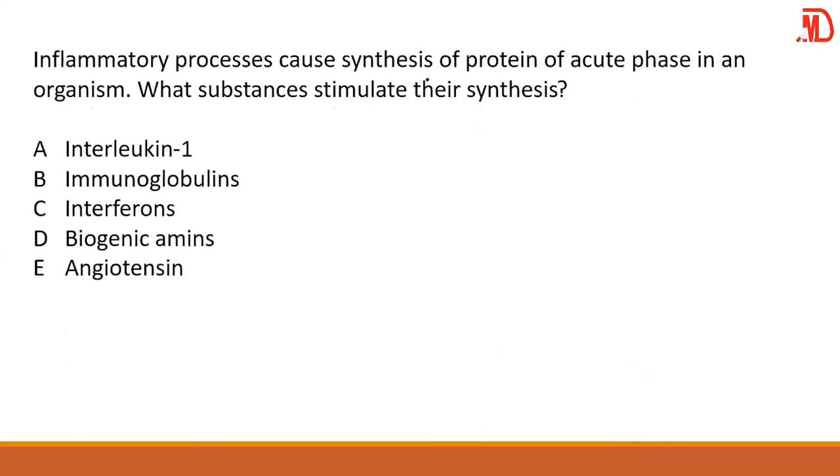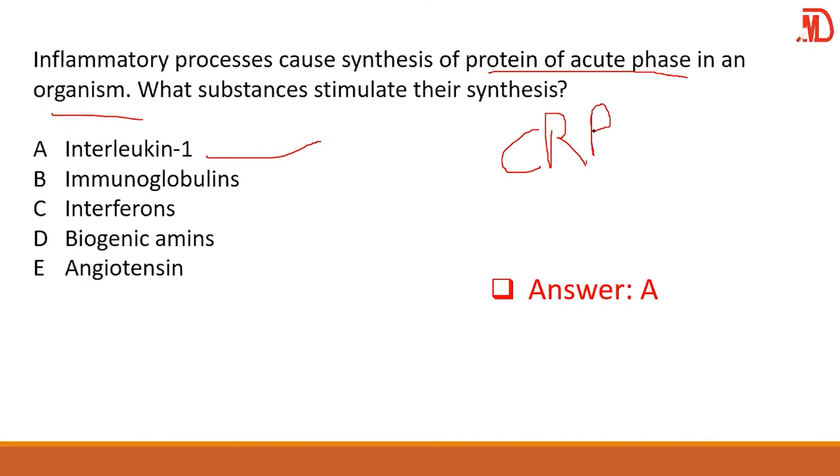Inflammatory process causes synthesis of acute phase proteins in an organism. What substance stimulates their synthesis? Apart from temperature, interleukin 1 also causes acute phase protein synthesis. An example is C-reactive protein, if you have heard of it before. So again, we're talking about interleukin 1.